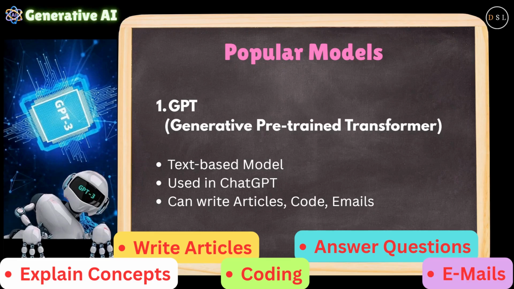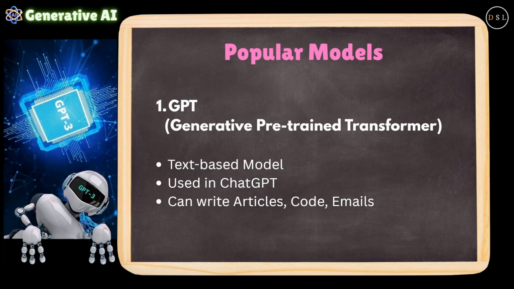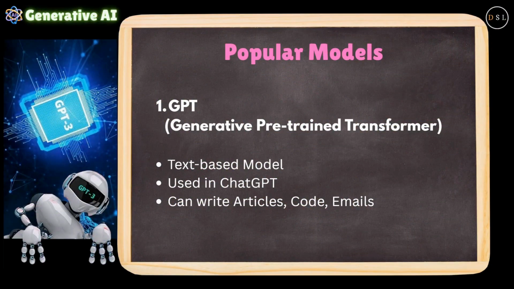That is exactly what happens in ChatGPT. So, whenever you type a prompt, the model is not searching Google. It is actually generating the response word by word based on the patterns that it learned. In short, we can say GPT does not retrieve information, but it creates language.